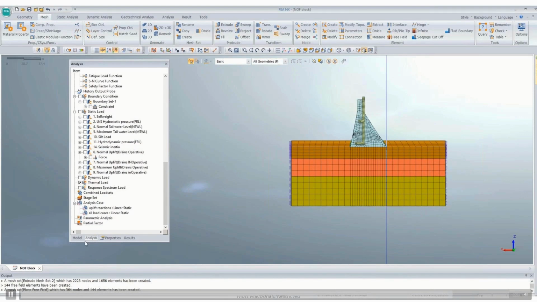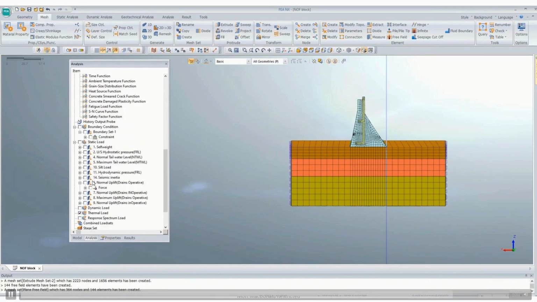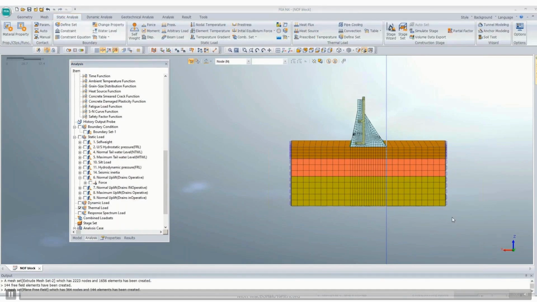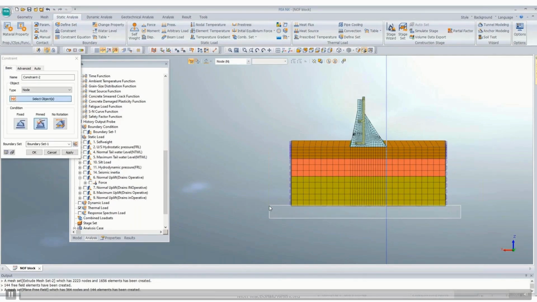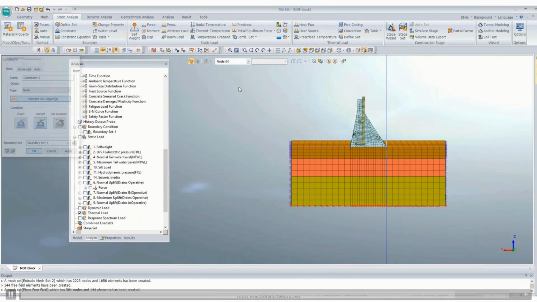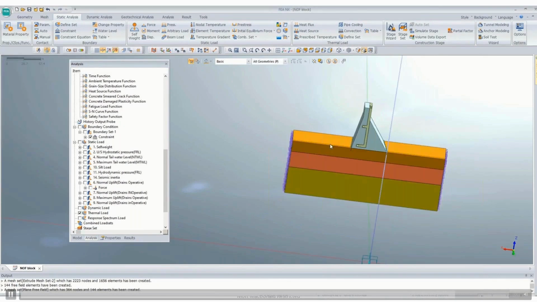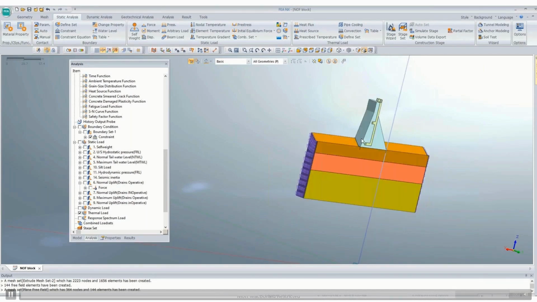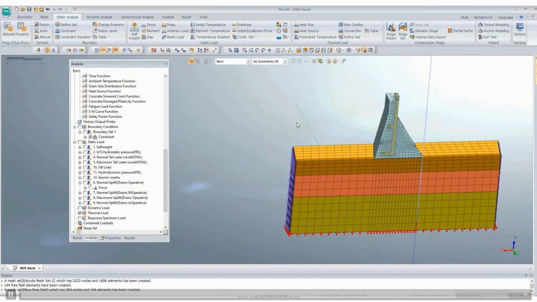Now, boundary constraints for static analysis, I had provided these boundary constraints. I'll remove this and I'll provide these boundary constraints at the bottom. The bottom I'll keep as completely restrained, as mentioned in the engineering manual. So this is my setting for the dynamic analysis. I'll carry out dynamic analysis in the next session.